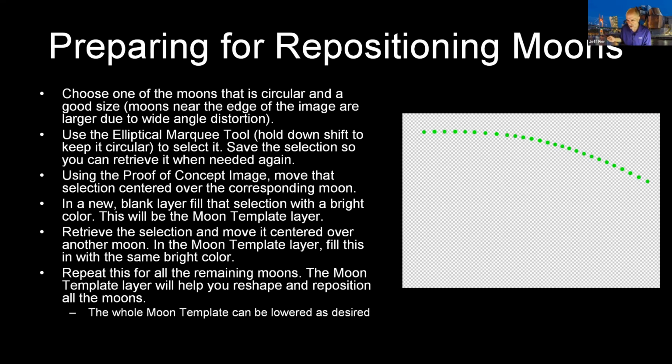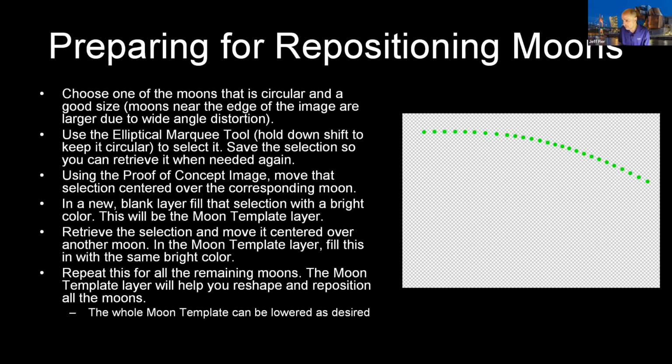So I used the elliptical marquee tool and, holding down the shift key, dragged it over the moon to create a circular selection and moved that so that it was positioned right over where that moon should be. And then I created a new layer, and in the new layer filled in the selection with a bright color. I chose this light green color. And that becomes now a template for where that particular moon will be.